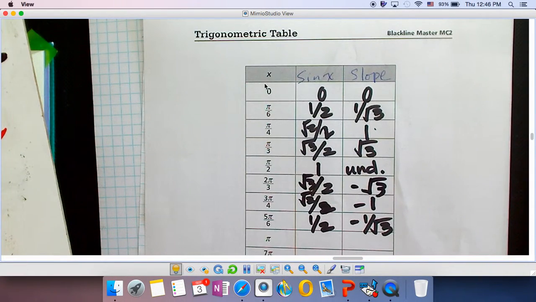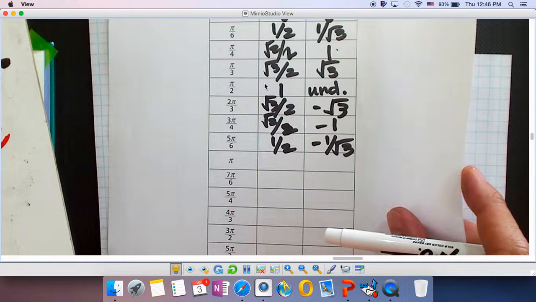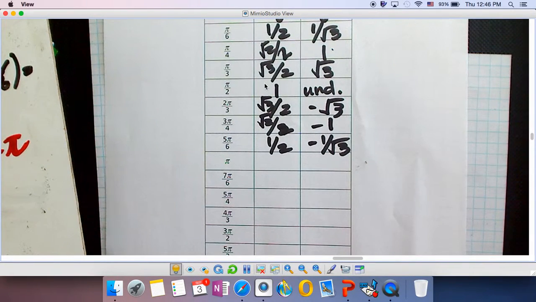Now, this is pretty much everything we need for the third and fourth quadrants. I think you've got a great idea how to do it. So try it.